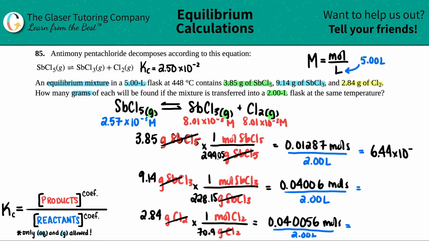Maybe I'll make that 3 a little bit bigger. Okay, there we go. 6.44, I just want to double check. Good. Let's do the next one, 0.04006 divided by 2. 0.0200 molarity. This one, you could say 2.00 times 10 to the negative second, but it doesn't really matter. And then this one would be the same thing. Yep. So we'll say 0.0200.